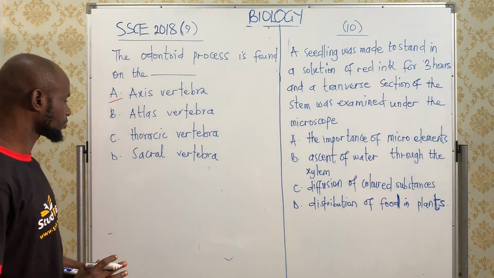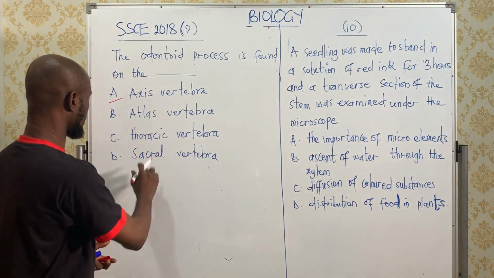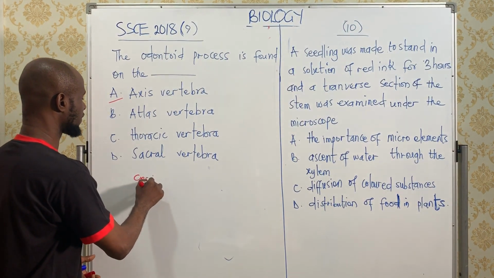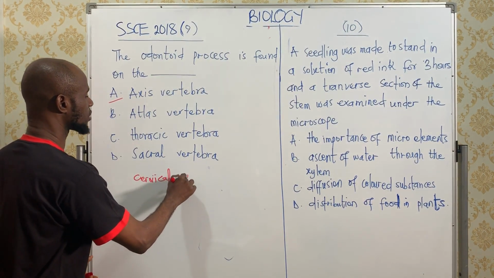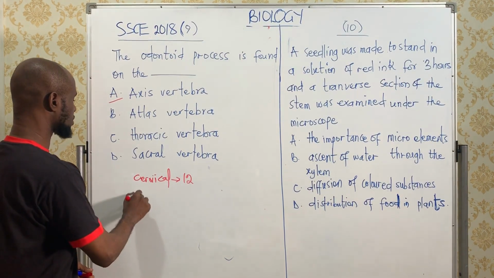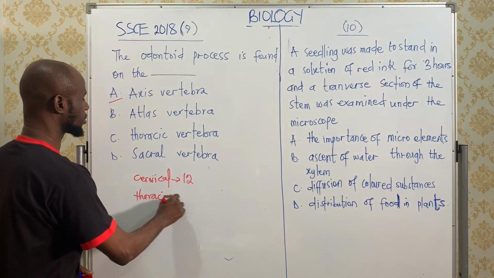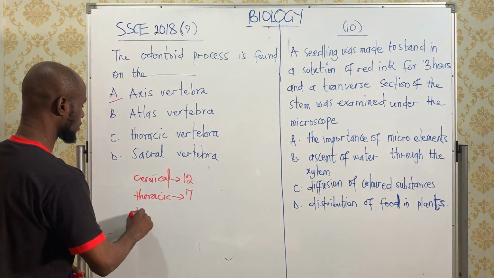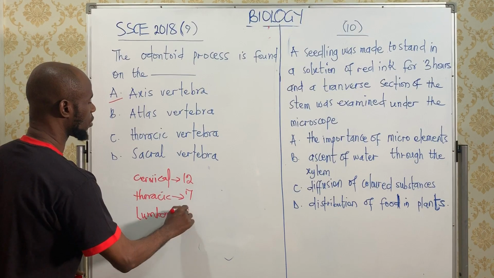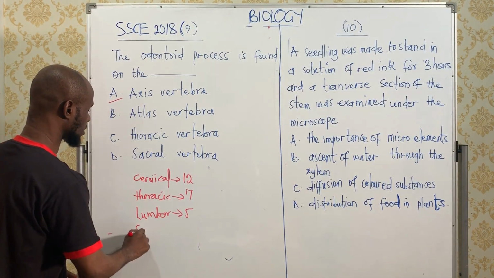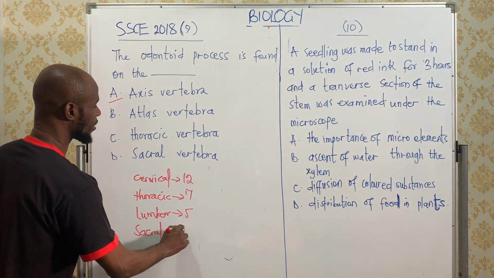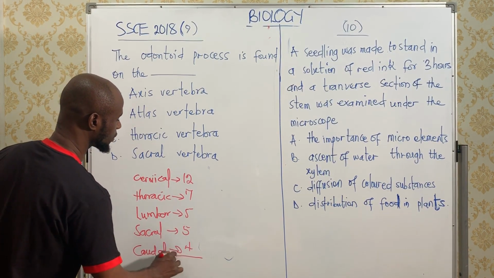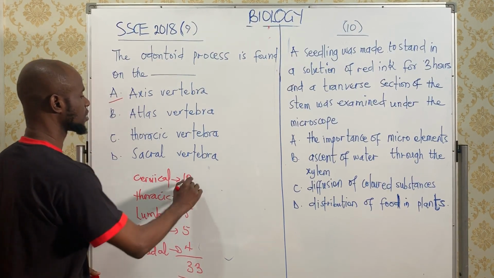So let me analyze. The first vertebra is called the cervical vertebra, and there are 12 cervical vertebra. The next is called the thoracic, and that is the chest region, and there are 7. The next is called the lumbar vertebra, and we have 5 of it. Then we have the sacral vertebra, and we have 5 also. Then we have the caudal. Everything making 33 vertebrae.